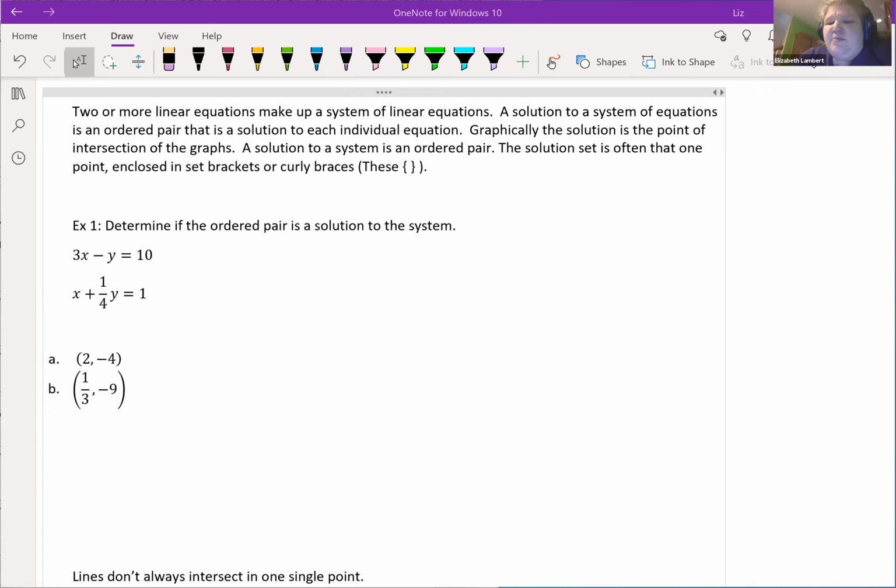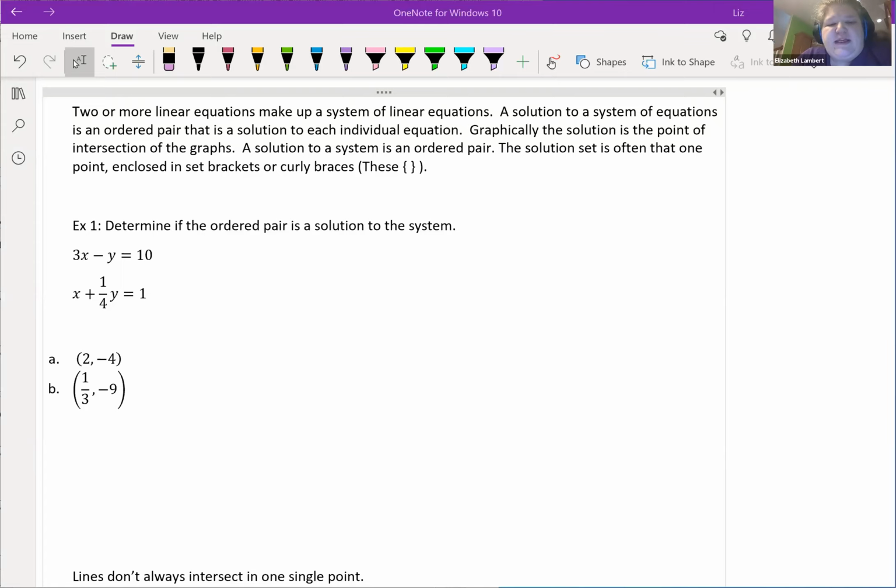All right, so a system of linear equations is 2 or more linear equations make up a system. Typically, we're only going to see 2 right now. A solution to a system of equations is an ordered pair that is a solution to each individual equation, meaning it works in both equations. It has to be both. If we're going to look at this graphically, a point that works on both lines is a point that is on both lines. So if the same point is on both lines, that means they're crossing at the point.